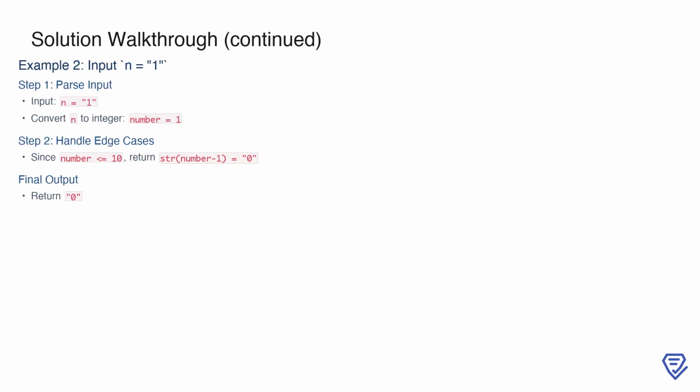For the second example, the input is 1. After parsing, we convert the string 1 into the integer 1. Next, we handle edge cases. Since the number is less than or equal to 10, we immediately return the result of number - 1, which is 0. Therefore, the output for this example is simply 0.